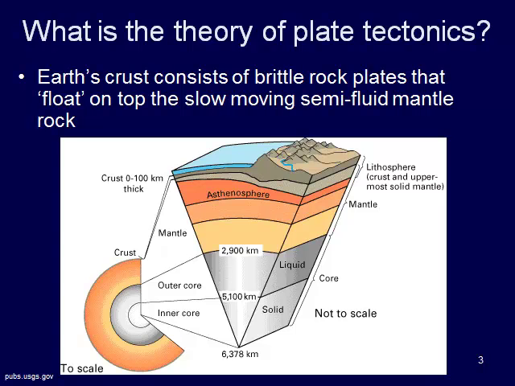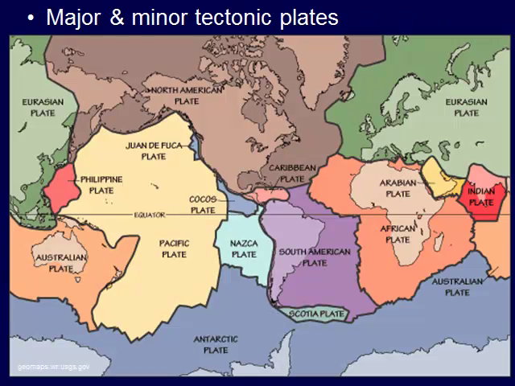So the crust, this brittle layer, is actually broken up into different pieces. You can see here some of the major and minor tectonic plates that the crust is broken into. You can see the North American plate, the Pacific plate, South American, Eurasian, African, Antarctic, and Australian, which are some of the major plates on the Earth. Some of the smaller ones are things like the Juan de Fuca in our neck of the woods, the Cocos, the Nazca, the Caribbean, the Indian, the Arabian, and so on. Those are all smaller plates that exist as well.